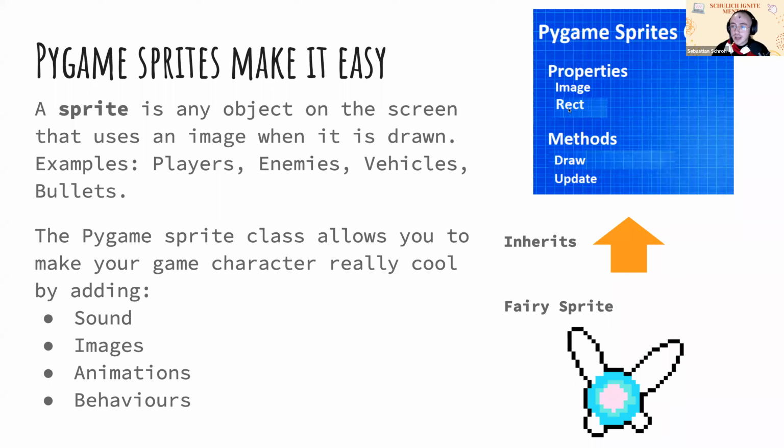As you can see here, it has properties for an image and for a rectangle. So it keeps track of all of that for you, which makes it really easy, because if you were to implement your own sprites, you'd have to do this all yourself. This allows you to handle it and keep track of it in a more organized way. And it also has methods that allow you to draw and update those sprites.